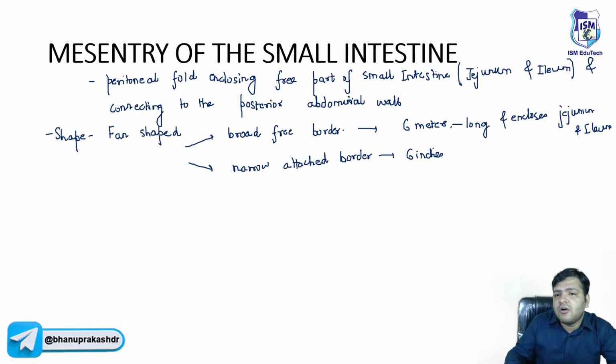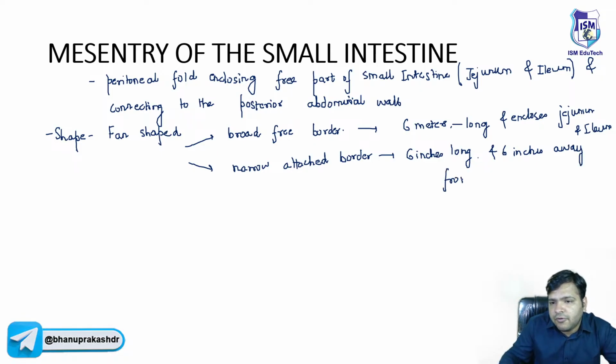Okay, 6 inches. Obviously, if we talk about meters, beta, 6 meters, 1 meter is equal to 100 centimeters, so that becomes 600 centimeters. And if I talk about 6 inches, 1 inch is 2.5 centimeters, so work out 6 inches yourself, 15 centimeters only, right? So it is only 6 inches long, and it is 6 inches away from the free border. That is the depth part.